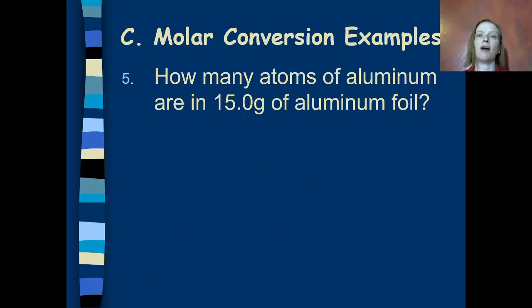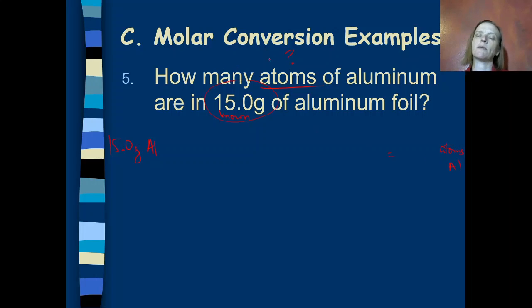Example 5. How many atoms of aluminum are in 15 grams of aluminum foil? My unknown is atoms. My known is the grams of aluminum foil. Think about how many steps you think this process is. This is a 2-step process, because I don't see the word moles here anywhere. So I'm going to have to go grams to moles, then moles to atoms. My known value is 15.0 grams of aluminum, and my final value is going to be atoms of aluminum.